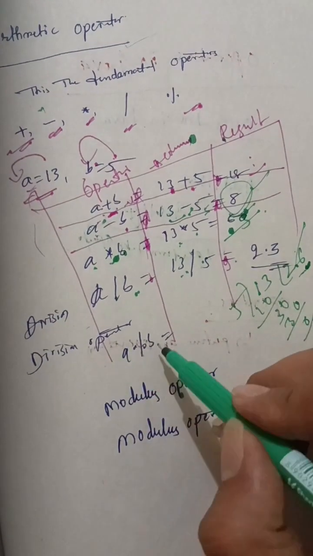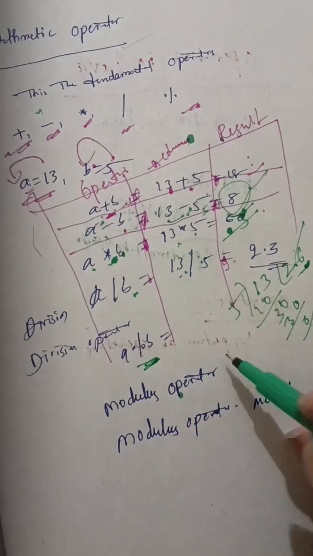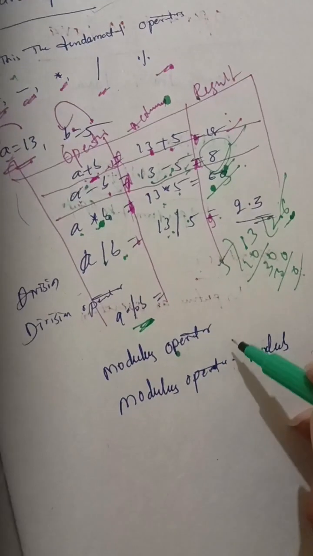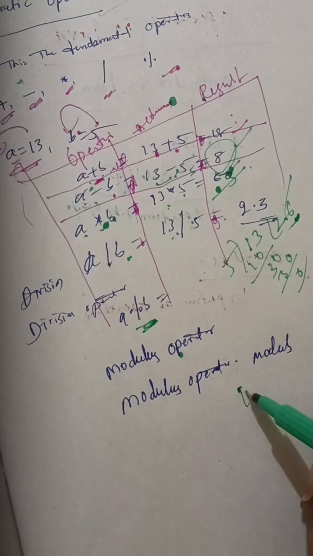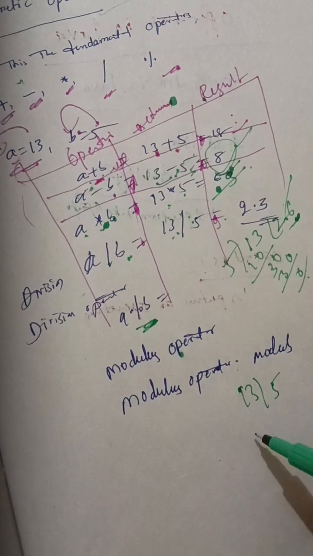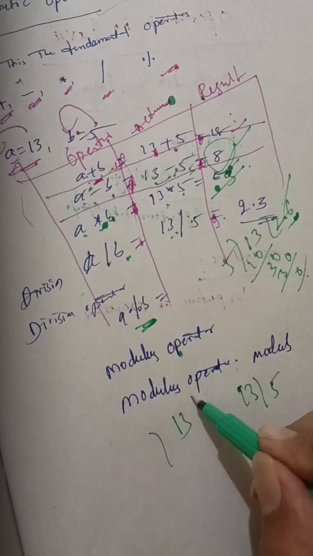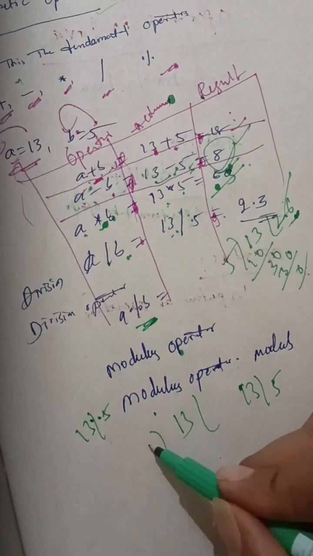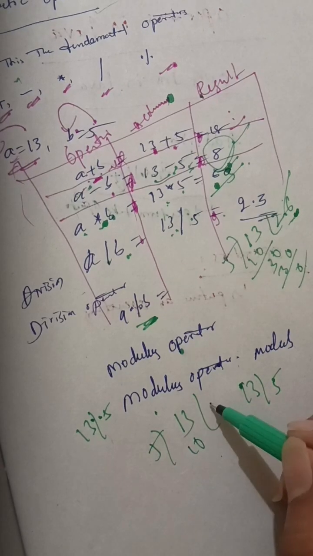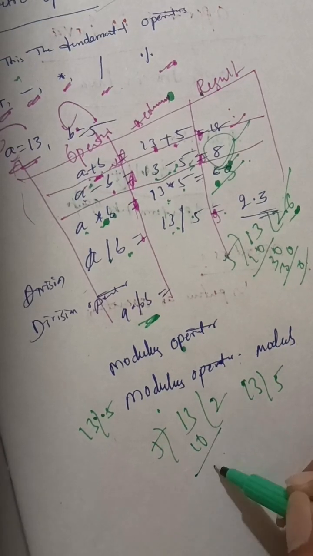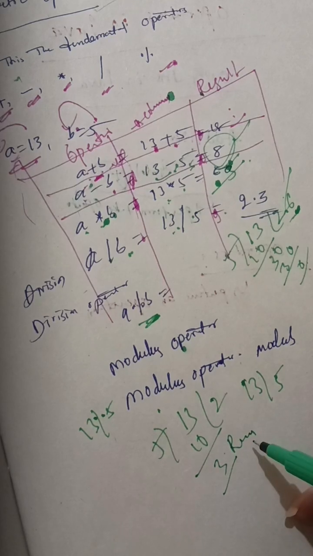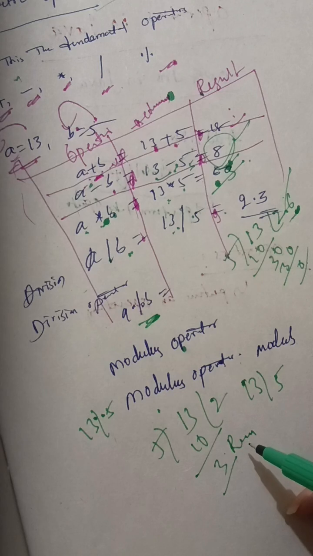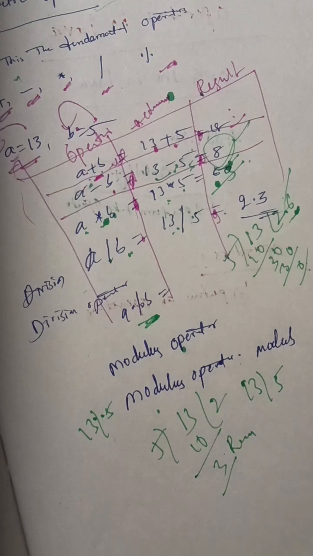Now, the modulus operator. What is the modulus operator? In the modulus operator we take 13 modulus 5. 13 by 5: 5 twos are 10, and 3 is the remainder. The modulus operator takes only the remainder. These 5 operators are the basic operators in arithmetic operators. Thank you.